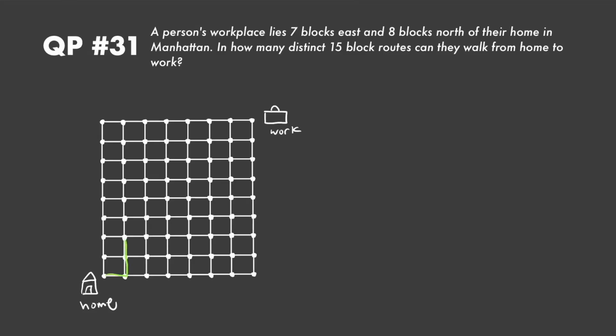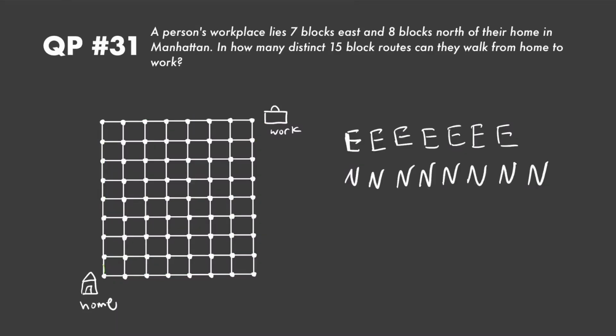So this right here is a valid route. Maybe we just go like this. And then this right here is a valid route. This one will also be a valid route, and we just need to count the number of routes that there are. So you can see that every path that starts at home and ends at work within this grid is going to be 15 blocks long. So we just need to count the total number of paths that start here and end here and are in this grid.